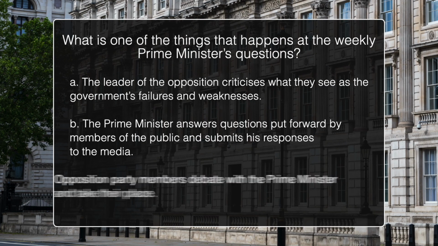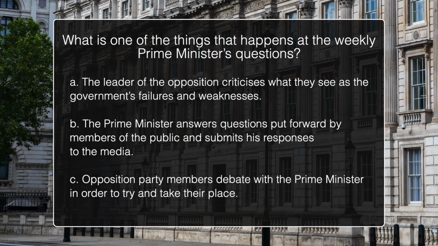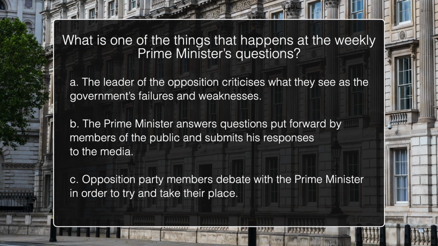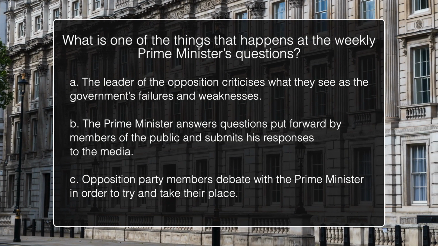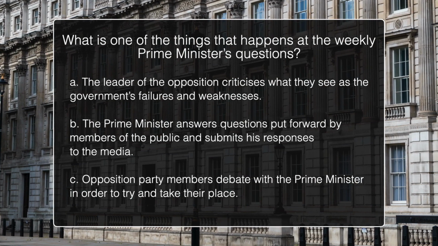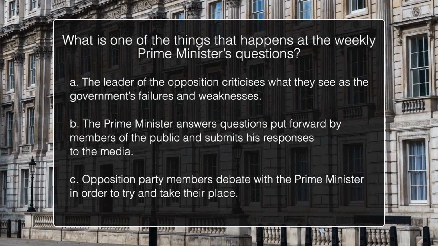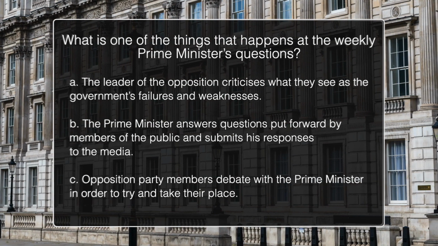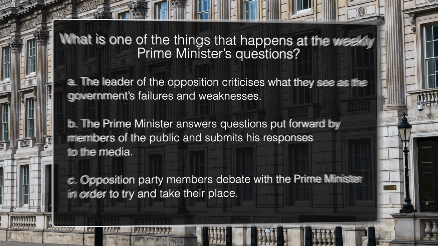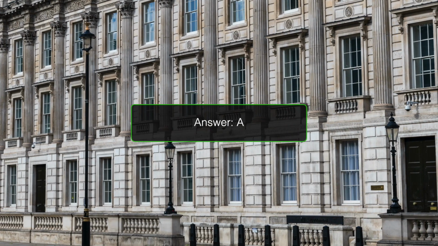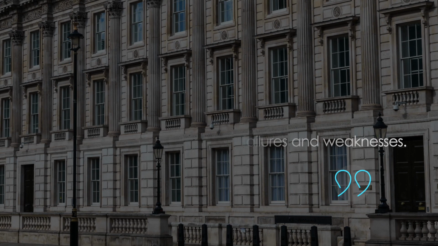What is one of the things that happens at the weekly Prime Minister's questions? A. The leader of the opposition criticises what they see as the government's failures and weaknesses. B. The Prime Minister answers questions put forward by members of the public and submits his responses to the media. Or C. Opposition party members debate with the Prime Minister in order to try and take their place. The answer is A. The leader of the opposition criticises what they see as the government's failures and weaknesses.